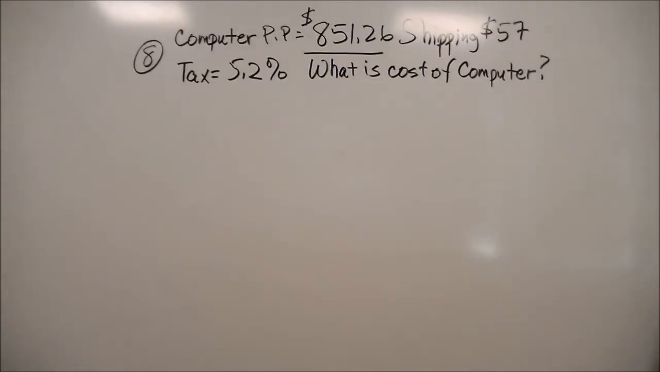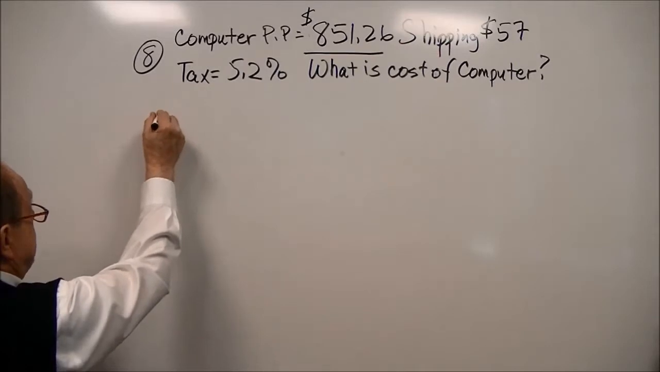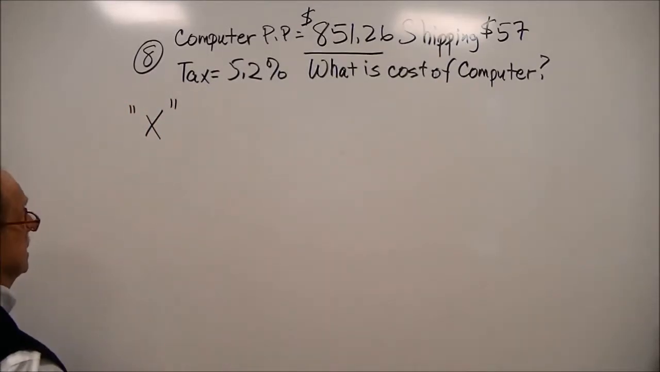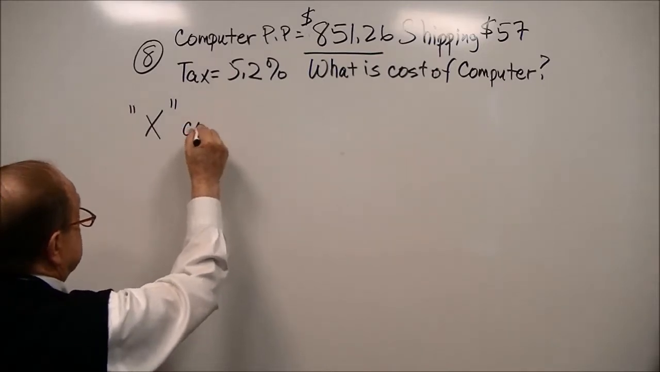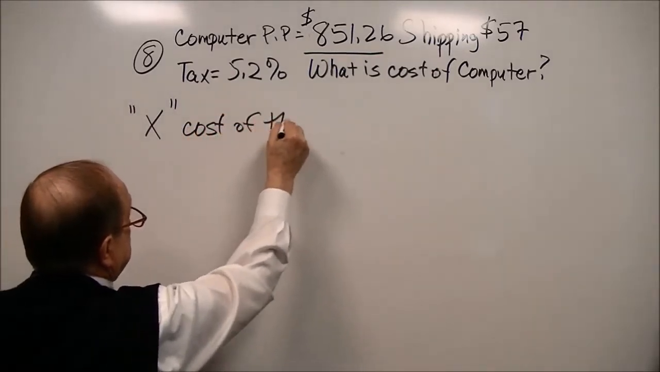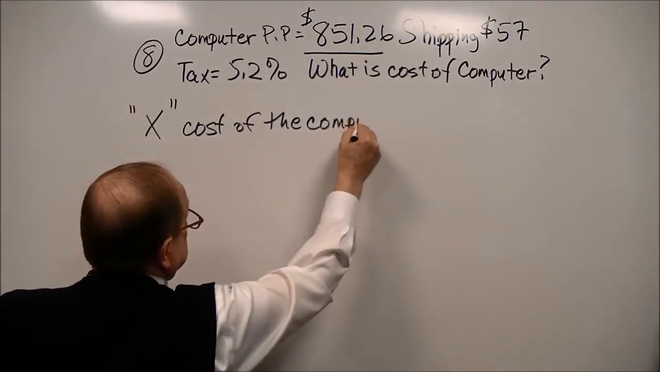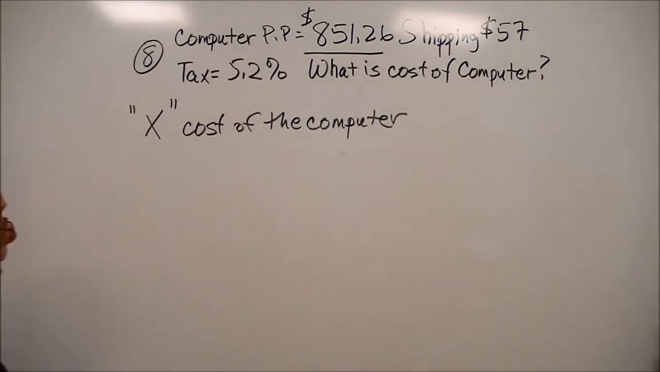But what they're wondering is, what is the cost of the computer all by itself without the shipping and the state tax? And that's, in a sense, our unknown. And that's when the magic X comes in. X is the cost of the computer. And how do we figure out what that is? And of course, there's where the algebra comes in.